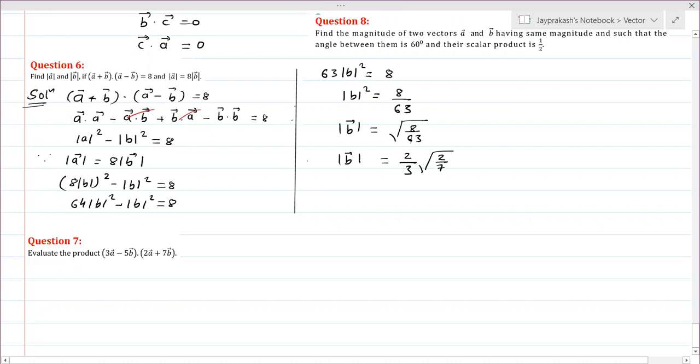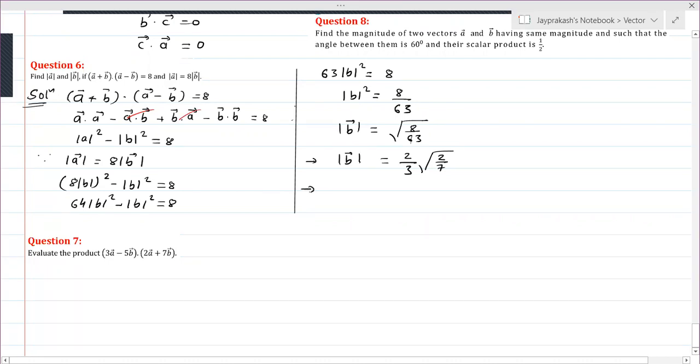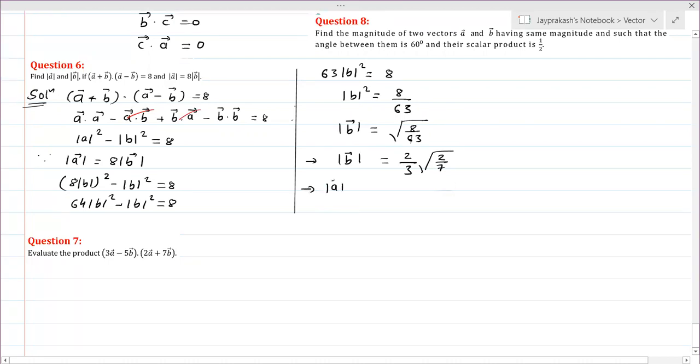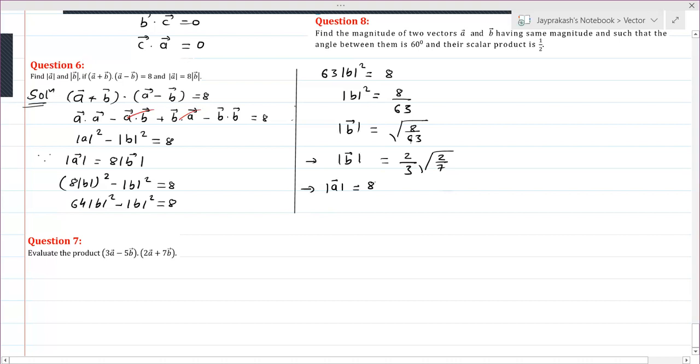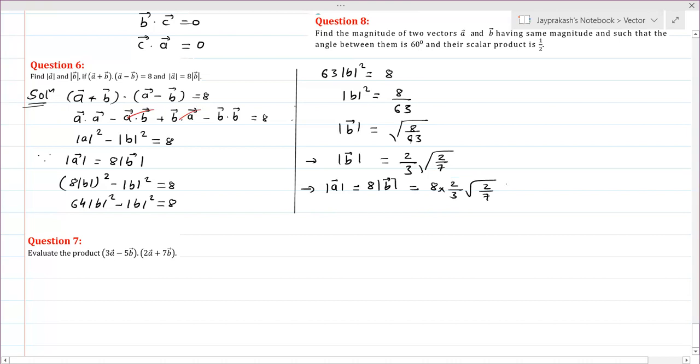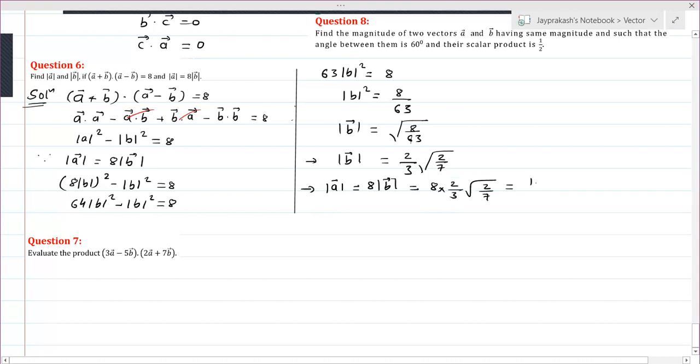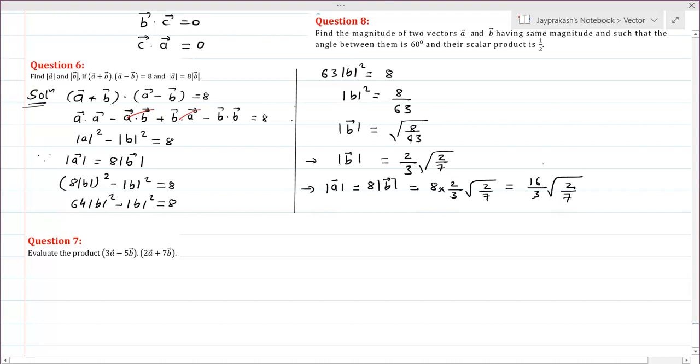Now for the magnitude A, we will write here magnitude of A is 8 times the magnitude of B. So it becomes 8 into 2 by 3 root 2 by 7. So the final answer we have is 16 by 3 root 2 by 7.